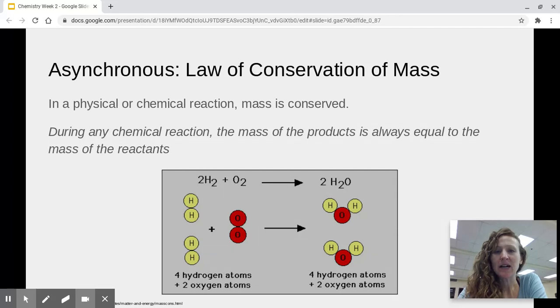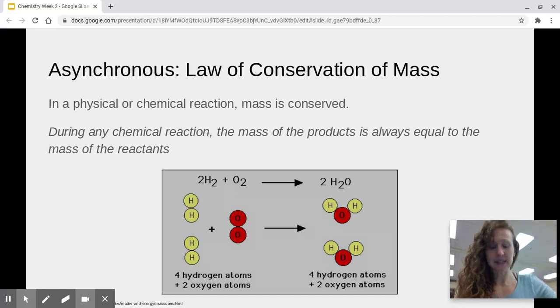So that's true for almost everything we deal with in our class this year. Almost everything we deal with in our class is going to be physical or chemical change. And so in all of these scenarios, our mass isn't going to increase between what we start with and what we end with, and our mass isn't going to decrease between what we start with and what we end with.